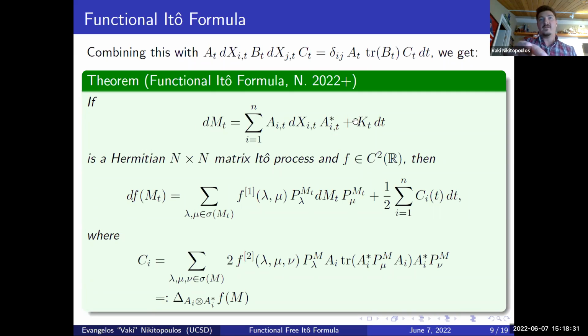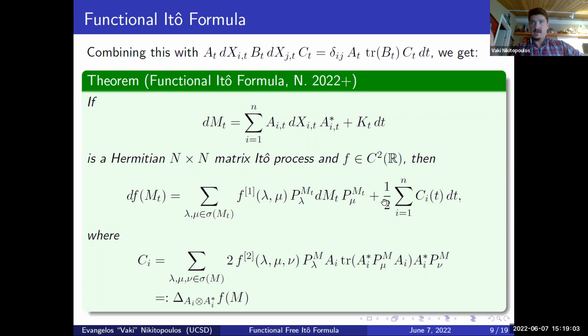All right, so if we have such an Ito process and a C2 function, then you can give an expression for the functional calculus F applied to M_t. And the formula for the first derivative piece, we get this same double sum over the eigenvalues of this divided difference, P_l(M_t), stochastically integrated against dM_t, and then P_mu(M_t) on the side.